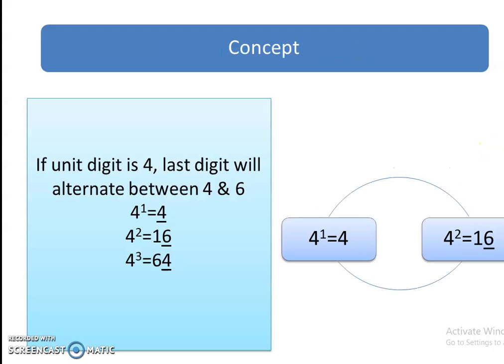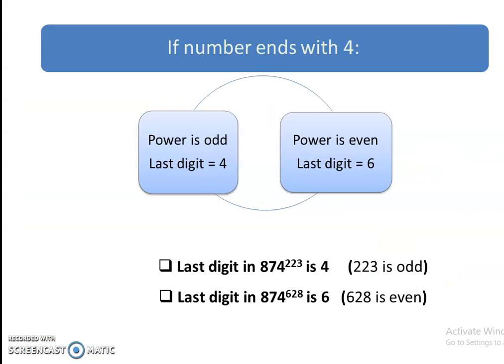Now let's take digit 4. So 4 to the power 1 is 4 and 4 to the power 2 is 16. And when we increase the power, the last digit will alternate between 4 and 6. Now we can say if the unit digit is 4, the last digit will alternate between 4 and 6. Now based on this point, we can calculate the last digit. So when the power is odd, the last digit is 4, and when the power is even, the last digit is 6, right?